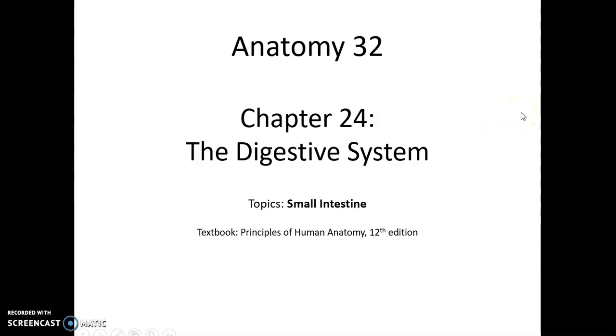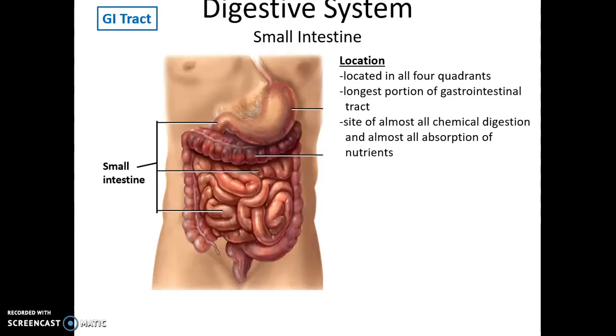Anatomy 32, Chapter 24, the Digestive System. Topics: Small Intestine. So after the stomach comes the small intestine.